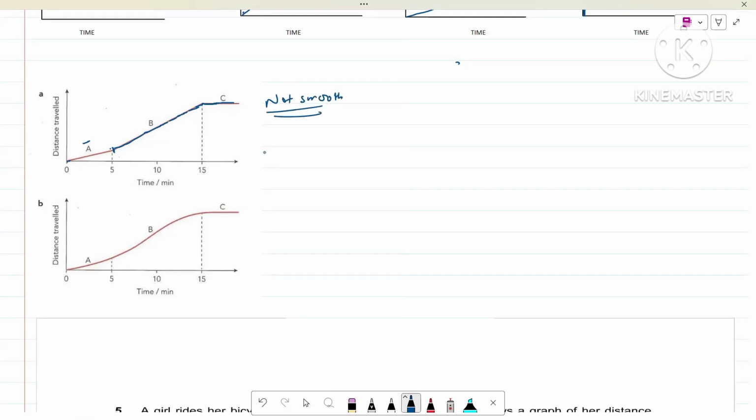So practically, what happens? Practically, these types of graphs are seen. You can see slowly the gradient is increasing, speed is increasing, then slowly it is decreasing. So it will be a smooth journey, and it is what practically takes place.